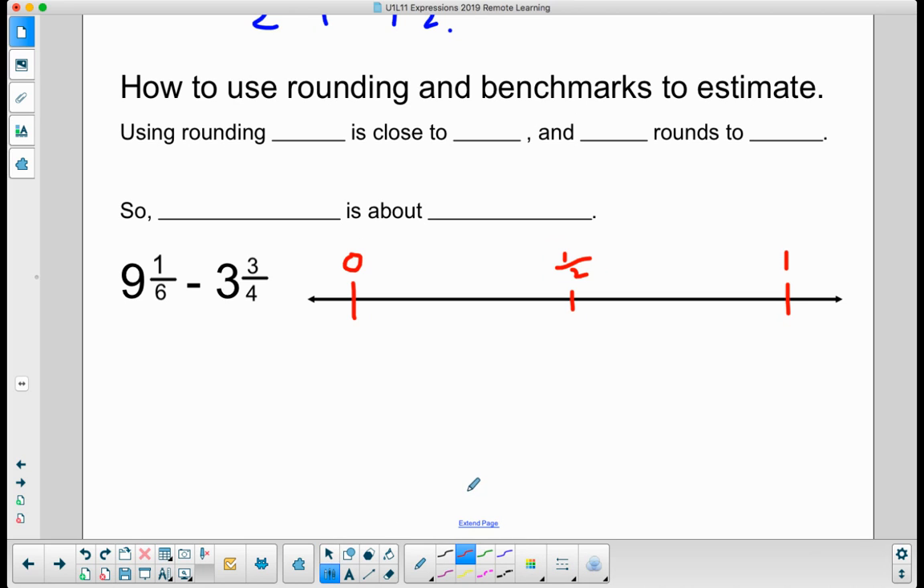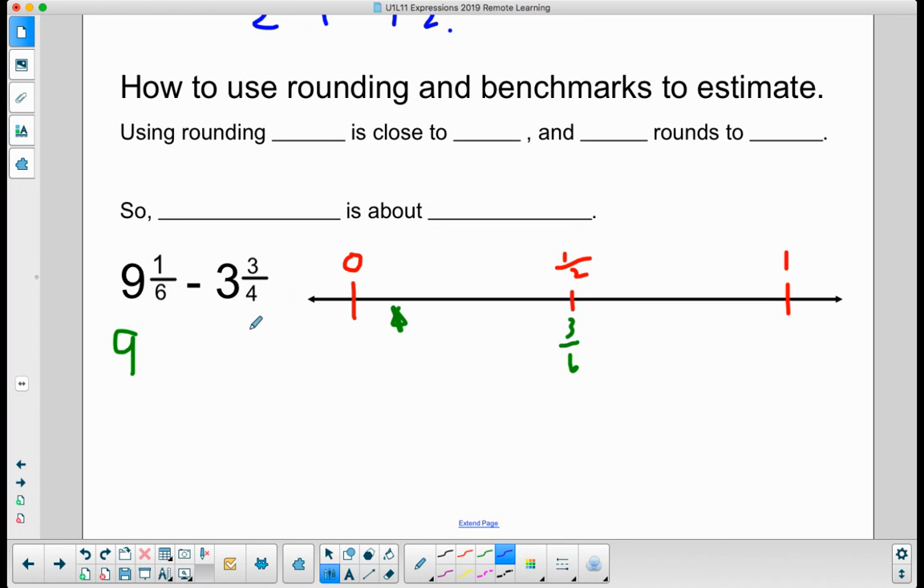Really not any different, except here I also threw in a mixed number. So 1/6. Well, 1/6 is about here. It's 1/6 from 0. Half of 6 is 3/6, or half in 6. It's only 1 from 0, so it's closer to 0. So the fraction part is close to 0. My 9 still stays 9. Remember, when rounding down, all the greater stuff stays the same.